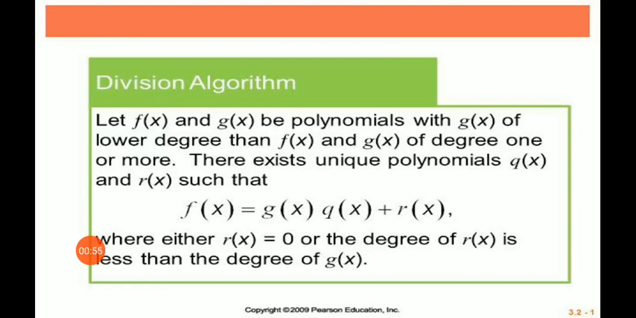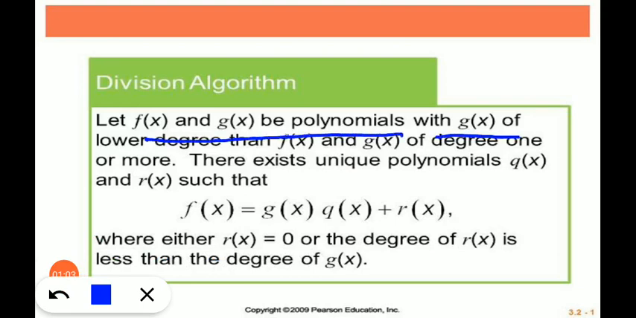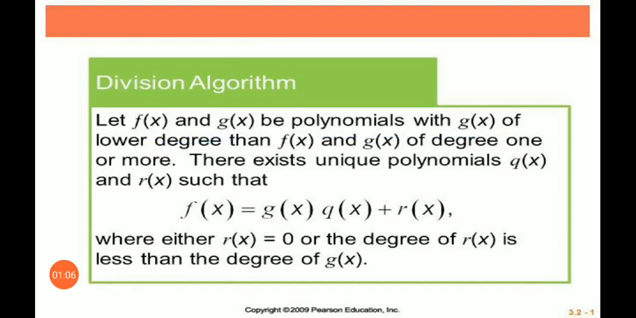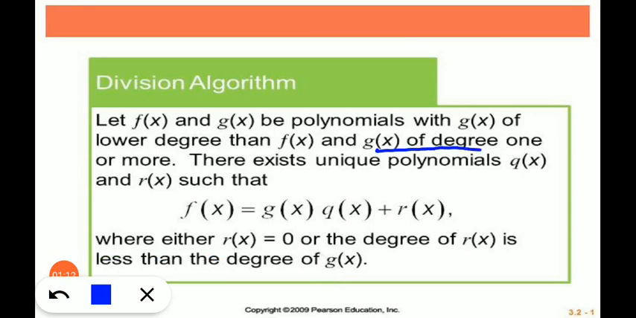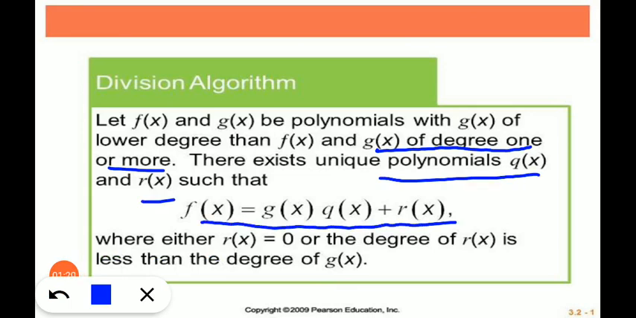Division algorithm says that if f(x) and g(x) are two polynomials and the degree of g(x) is lower than the degree of f(x), and g(x) is of degree 1 or more, then there exist unique polynomials q(x) and r(x) such that f(x) is equal to g(x) into q(x) plus r(x), where either r(x) is equal to 0 or the degree of r(x) is less than the degree of g(x).